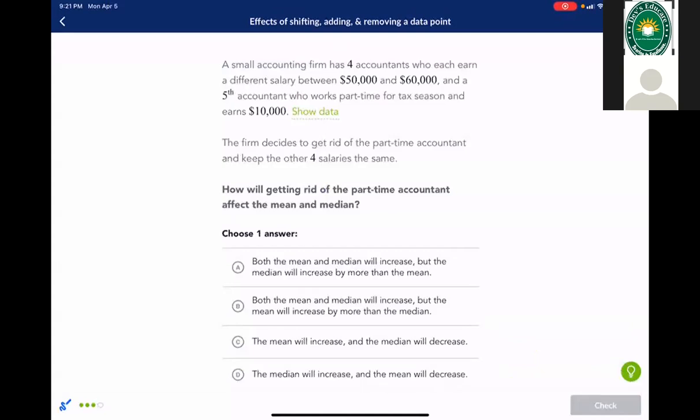All right, one more. A small accounting firm has 4 accountants who each earn a different salary between $50,000 and $60,000, and a 5th accountant who works part-time for tax season and earns $10,000. The firm decides to get rid of the part-time accountant and keep the other 4 salaries the same. How will getting rid of the part-time accountant affect the mean and the median? Both the mean and the median will increase, but the median will increase by more than the mean.